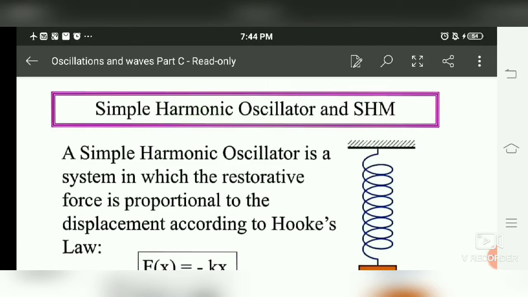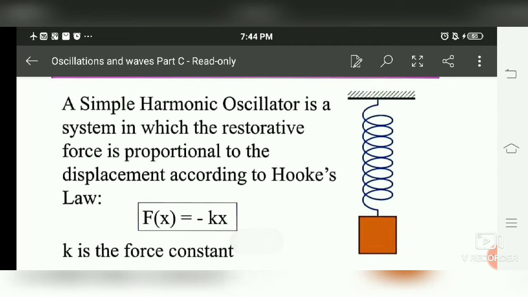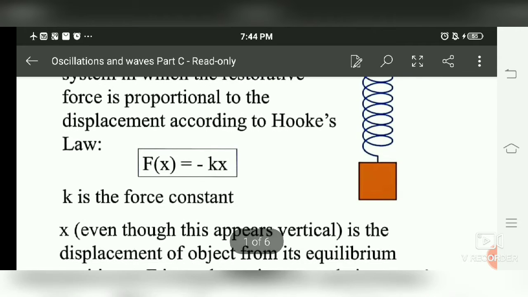Next topic is simple harmonic motion. As we know, simple harmonic motion means motion to and fro, and it repeats itself after a particular interval of time. According to Hooke's law, in simple harmonic motion, a restoring force always acts, which is directly proportional to the displacement from the mean position.